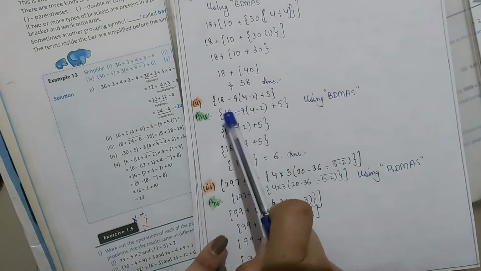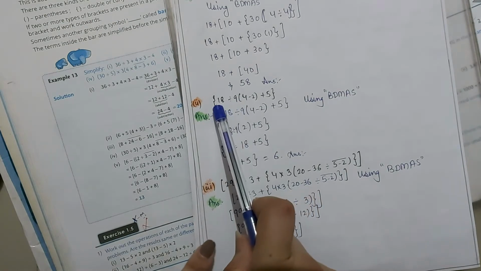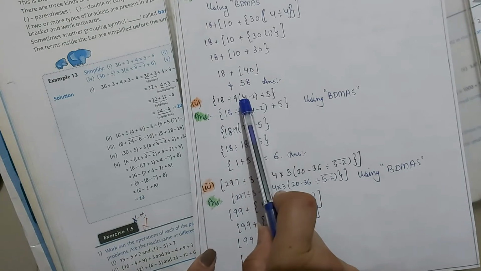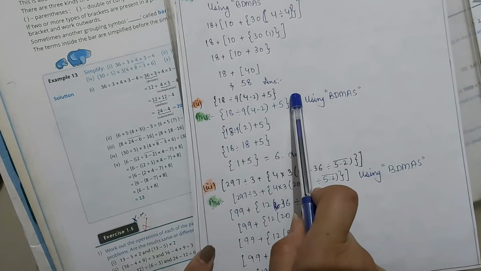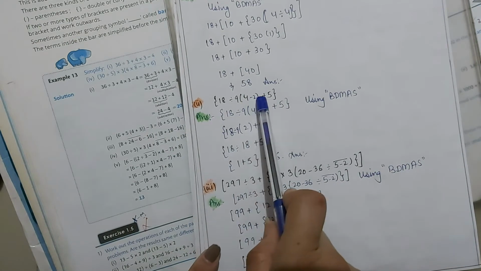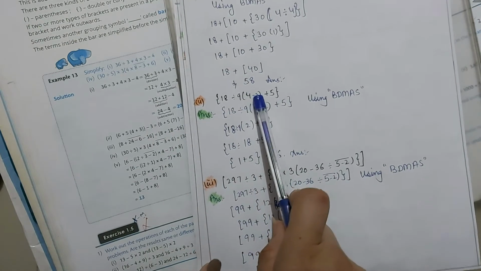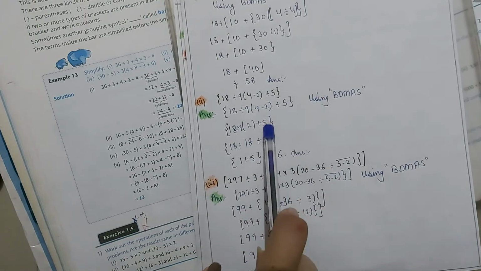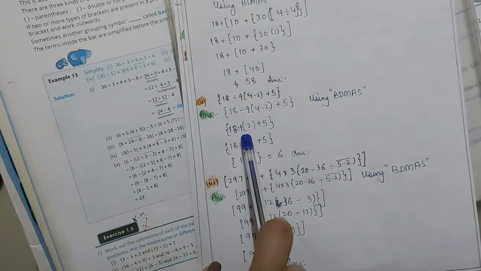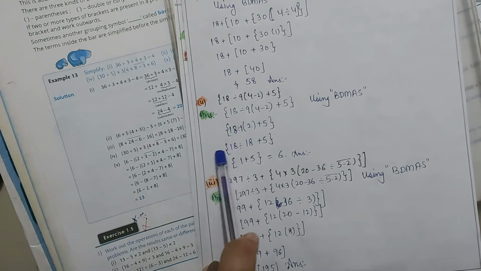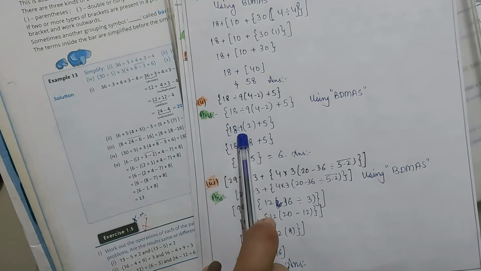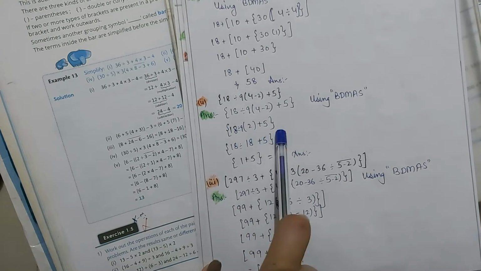In our next question, the question is 18 divided by 9, bracket 4 minus 2, multiplied by 2 plus 5. So what we have to do, firstly we have to solve the bracket. So simply solve the bracket using BODMAS. 4 minus 2 will be 2. So the question is next, 18 divided by 9 multiplied by 2 plus 5.